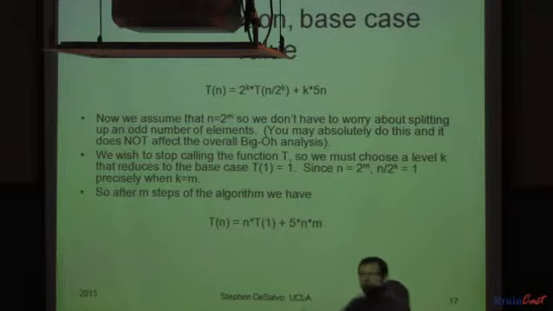Okay? So for example, take n equals 1024. That's 2 to the power of 10. Your m is 10. Okay?